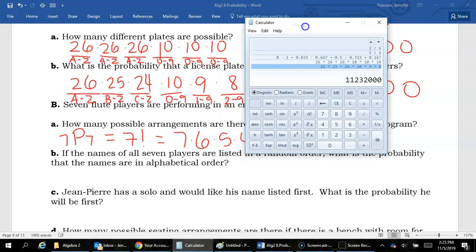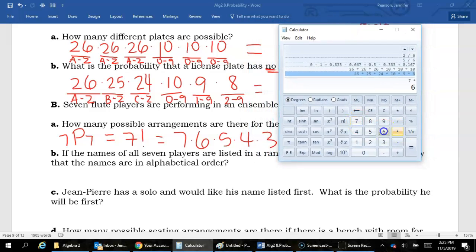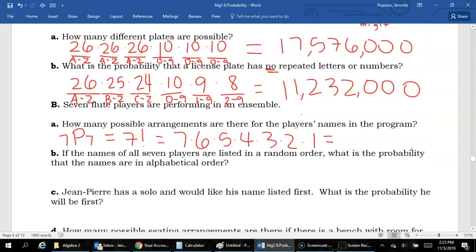Some calculators have a factorial button. I believe this one does. 7, 6, 5, 4, 3, 2, 1 is 5,040. I could have hit 7 factorial and got the same answer, 5,040. But if you don't have that factorial button, if you don't have that exclamation point button, obviously just multiply all the way, and that would be 5,040. Letter B says, if the names of all 7 players are listed in a random order, what is the probability that they are in alphabetical order?